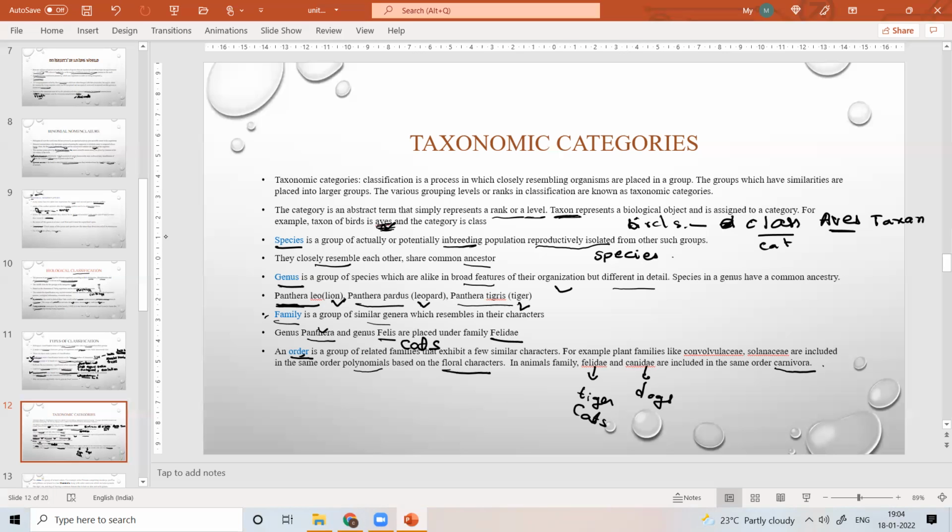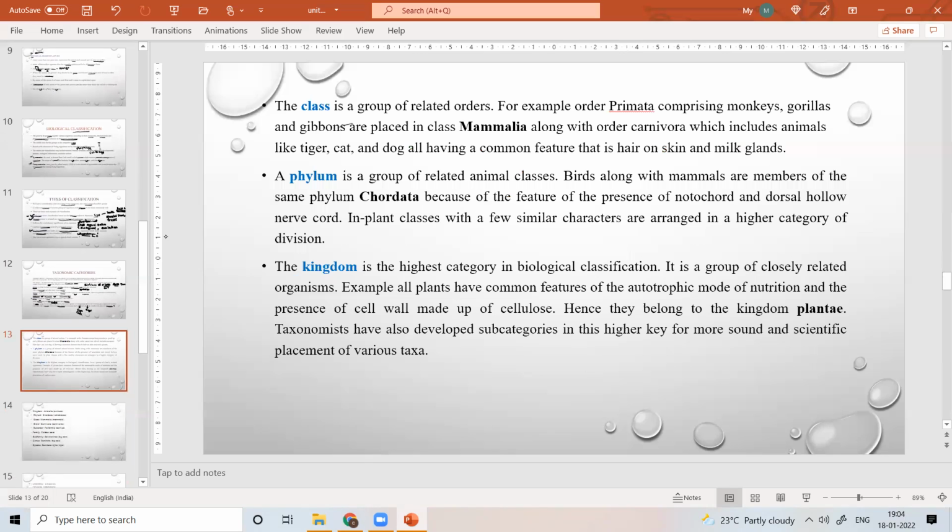That means they eat meat. So based on one character, they include different families in the order called Carnivora. So the next one is the class. A class includes different orders. So as we discussed, Carnivora, and here another order called Primata, which comprises monkeys, gorillas, gibbons, and all.